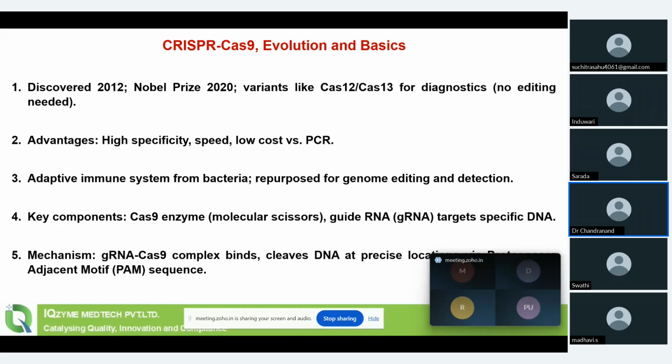So whenever there is an attack by any foreign body, for example any bacteriophage or any kind of infection to the bacterial cell, it is ready with this kind of immune system, which is called CRISPR. Now, the key components engaged during CRISPR action are the Cas9 enzyme, which is the molecular scissors, and a specific RNA called the guide RNA, single guide RNA, which targets the specific DNA.